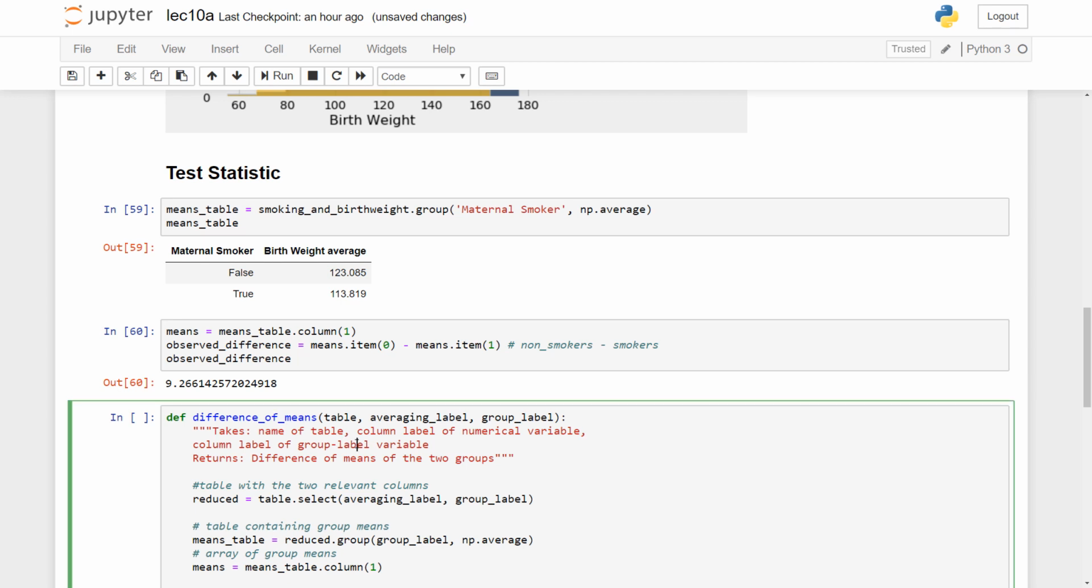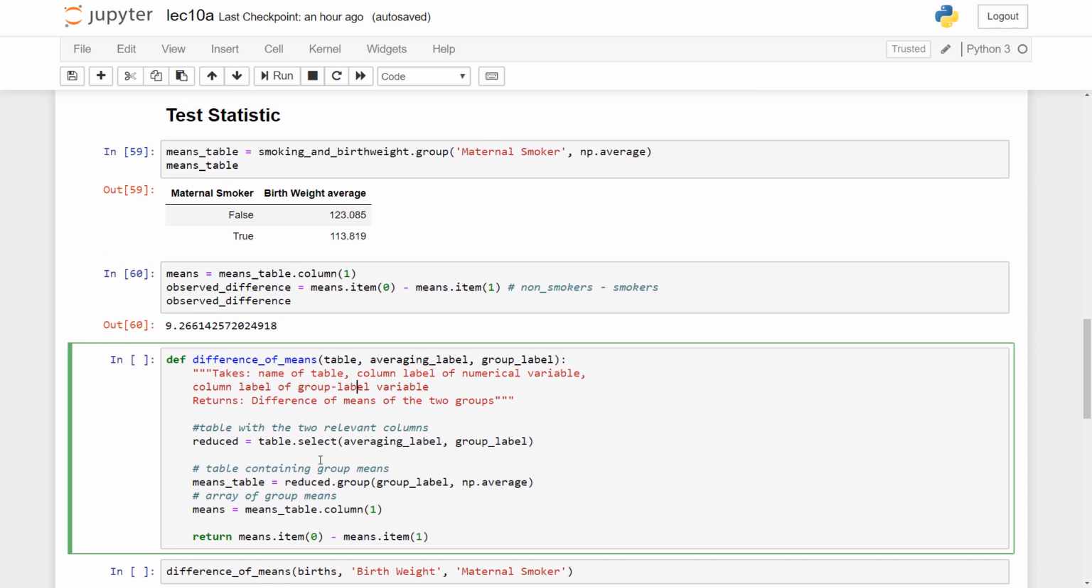The function difference of means will take three arguments here. It will take the table of the data. It will take the label of the column for which we want to compute the averages, which is the weights in this example. And it will take as a third parameter the label of the column by which we want to group, which in our example is the column of smoking versus non-smoking.